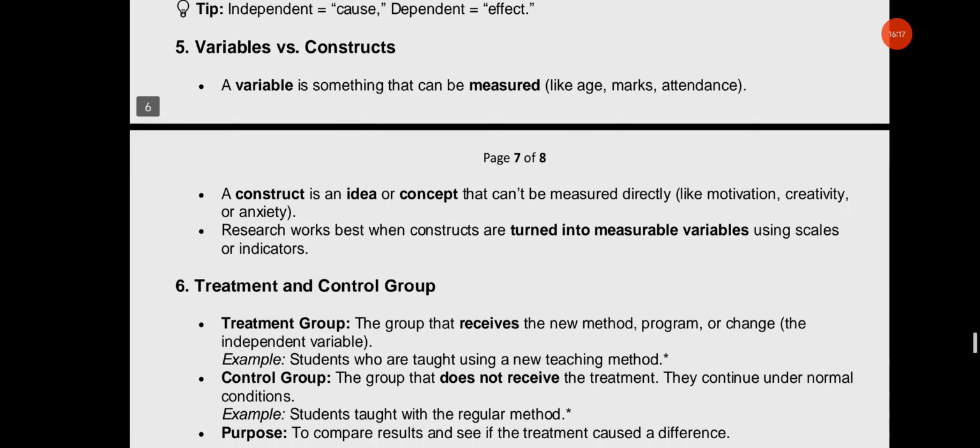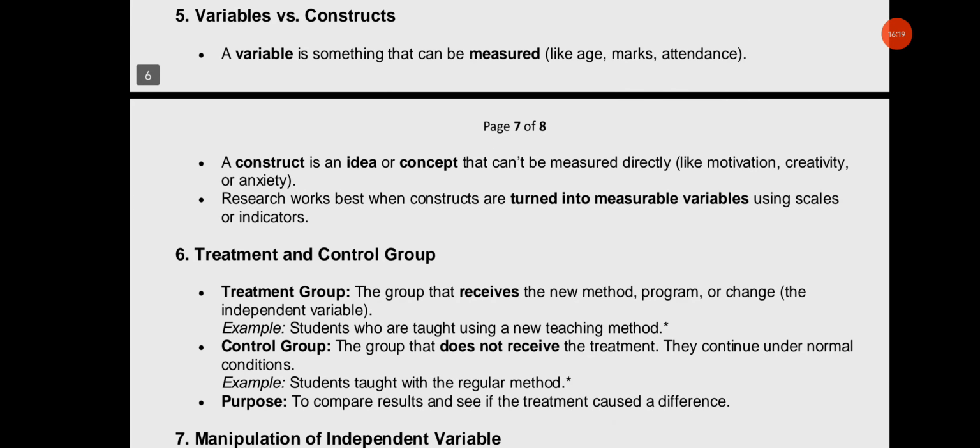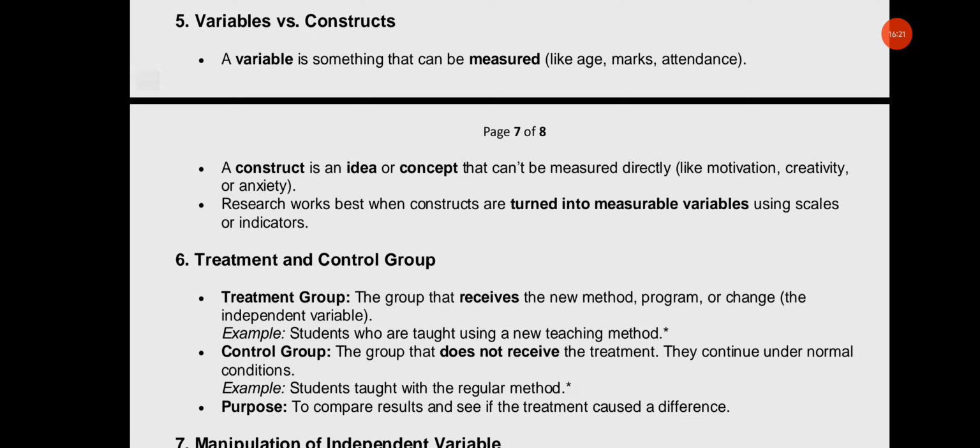Variable versus constructs. A variable is something that can be measured, like age, marks, attendance. A construct is an idea or concept that cannot be measured directly, like motivation, creativity, or anxiety. Research works best when constructs are turned into measurable variables using scales or indicators.